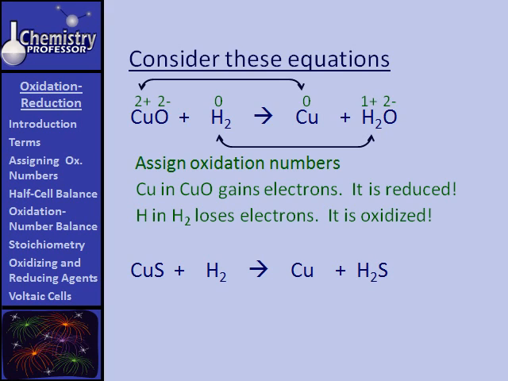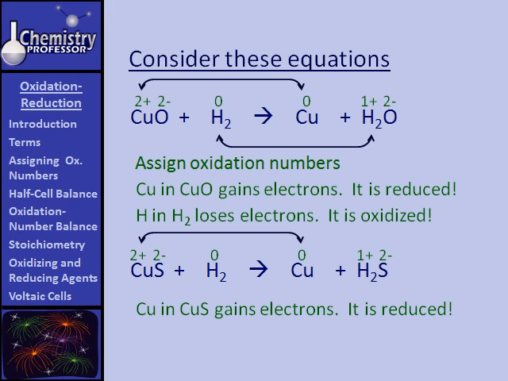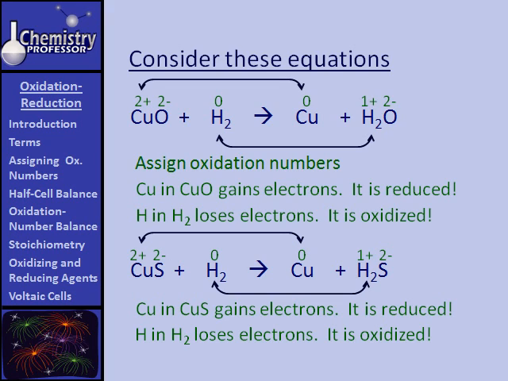Now stay with that, and let's look at this next equation. Let's assign the oxidation numbers, just like we did before. And what happens? Well, the copper goes from a +2 to a 0, just like it did before. So the copper in the cupric sulfide gains electrons. It is reduced. No oxygen in sight. And what about hydrogen? Well, hydrogen goes from a 0 to a +1, and in the process it loses electrons. It is oxidized. So this is going to bring us then to the modern definitions that we are going to use. But I wanted you to see how these definitions might have come about.